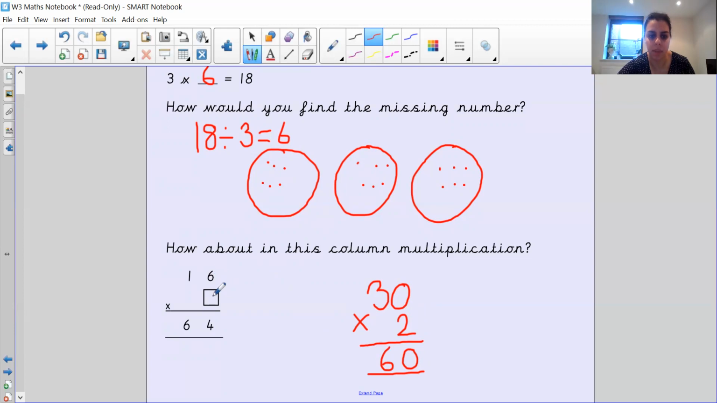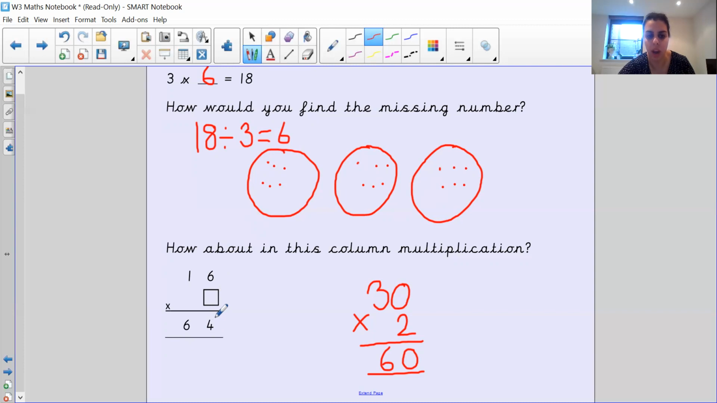6 times something is something ending in 4. Remember, we can always put a sneaky number under here. And 1 times something is 6. Or we're adding something on from there. Let's have a look. 6 times something is something ending in 4. Now I'm going to count in my 6s until I can get to a number that ends in 4.